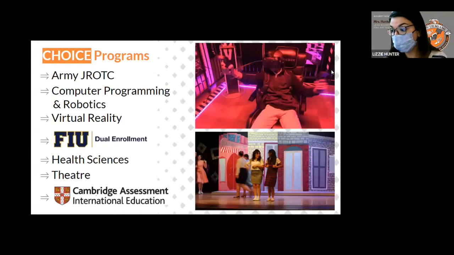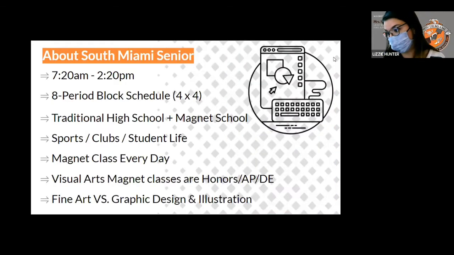We also offer a number of other things. We have all of these additional choice programs, and these are things that you can do alongside magnet. So if you decide to come to our school for one of our magnet offerings, you can also participate in the JROTC program, computer programming, virtual reality, FIU dual enrollment courses, health sciences, theater, and Cambridge. So there's a lot to offer for all of the students at our school.